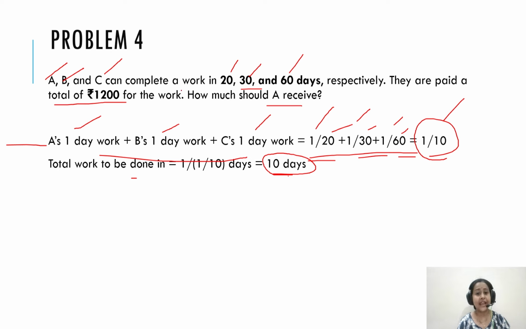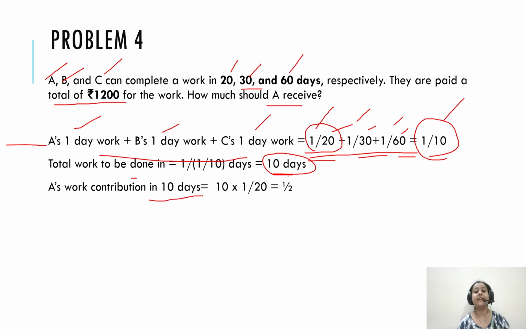So if A can complete 1 by 20 of the total work in one day, then in 10 days, what is the portion that A will complete? A's contribution in 10 days will be 10 into 1 by 20. Why 1 by 20? Because this 1 by 20 is completed in one day if A works alone. So how much will be completed in 10 days? 10 into 1 by 20.